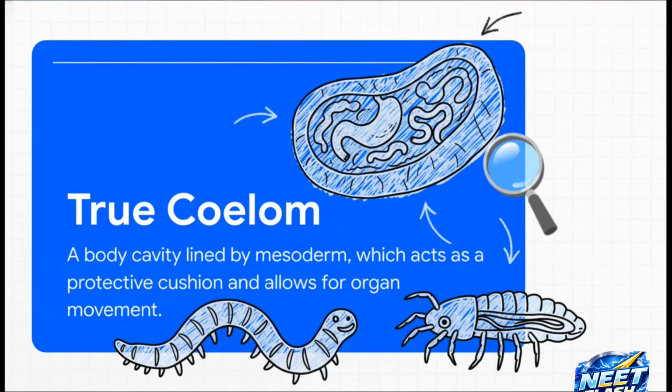So, all these new, complex organs, they needed a safe place to live, right? That's the huge advantage of a true coelom. This protected, fluid-filled cavity not only cushions the organs from getting banged around, but it can also act as a kind of water-based skeleton in some animals, allowing for much more sophisticated movement and function.